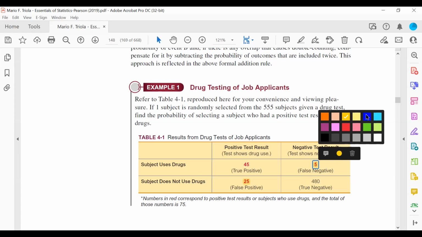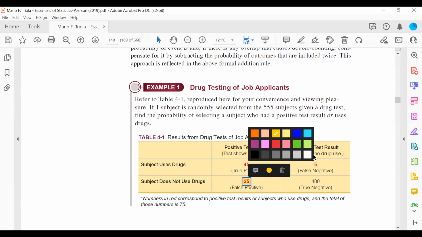Okay, now I'm trying to take the highlights off and I can't. Okay. All right. Got it.